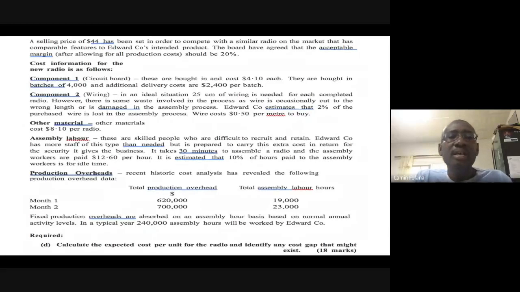Assembly labor. These are skilled people who are difficult to recruit and retain. Edwards Company has more staff of this type than needed, but is prepared to carry this extra cost in return for the security it gives to the business. It takes 30 minutes to assemble a radio, and the assembly workers are paid $12.60 per hour. It is estimated that 10% of the hours paid to the assembly workers is for idle time.